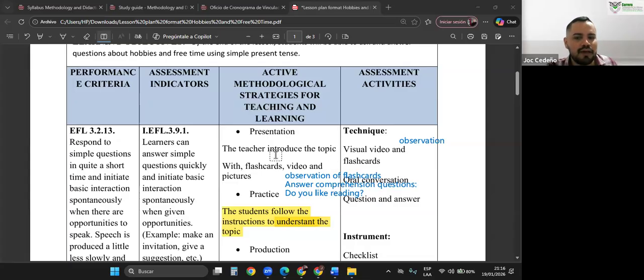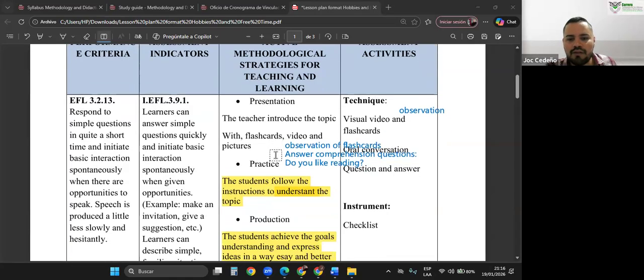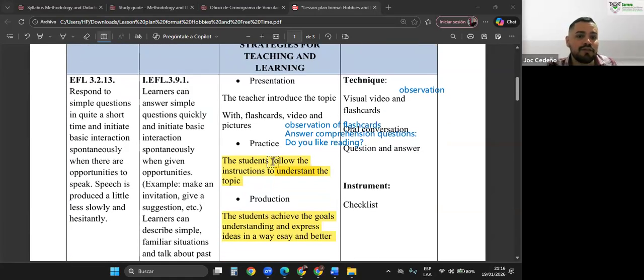So you need to directly state the strategy that you are using there. Okay, be more specific. And also here in the practice, there's no strategy. What is the strategy? Follow the instructions? That's not the strategy. The strategy can be analysis of a video, or maybe you used a lot of questions, probably dialogue, or maybe group work. The students work in groups of three, they create a mind map, I don't know.